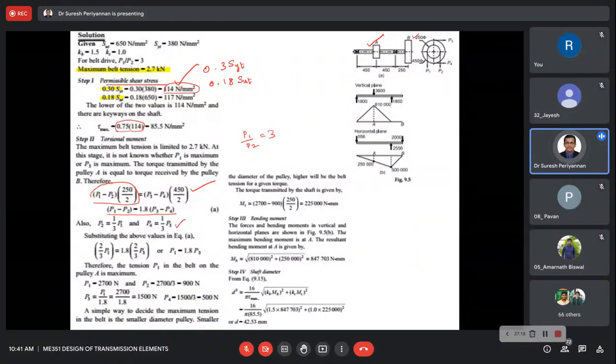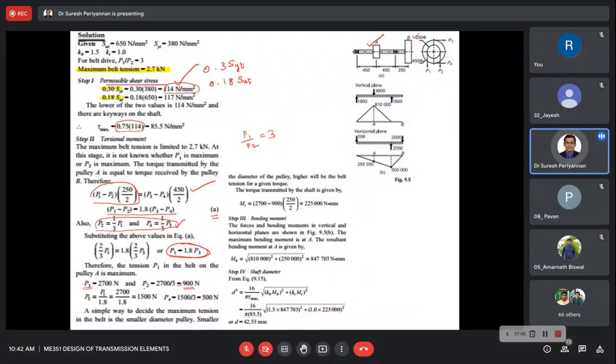Now substitute these values of P1, P2, P4 in this equation A. Finally, we are going to get P1 is equal to 1.8 times P3. Now go for this. P1 is given as 2700 Newton. Then P2 we are able to find out, 900 Newton, because P1 by P2 is equal to 3.